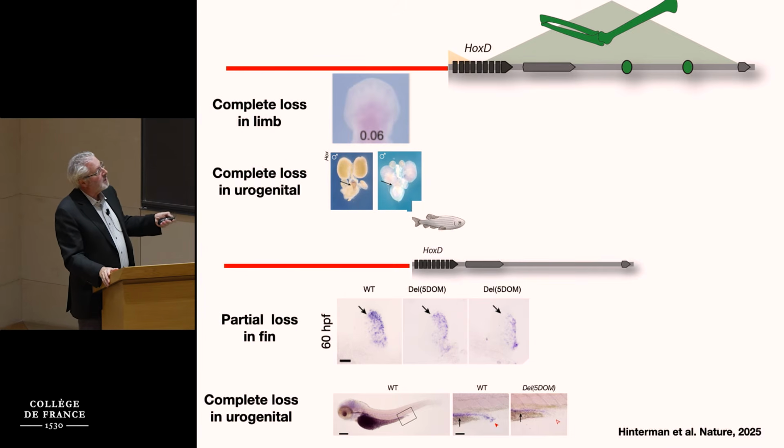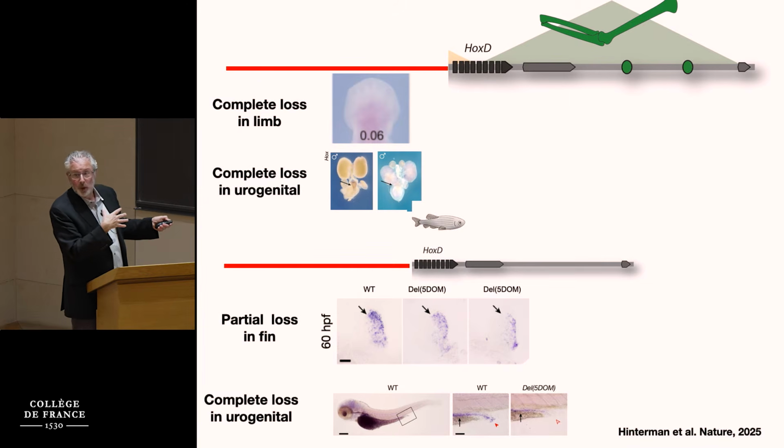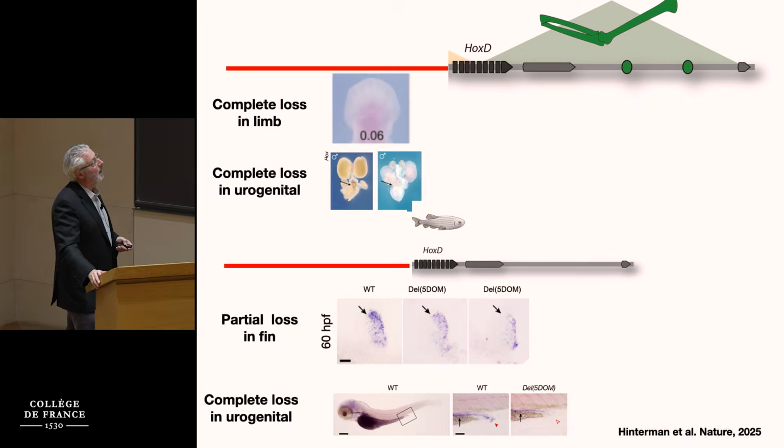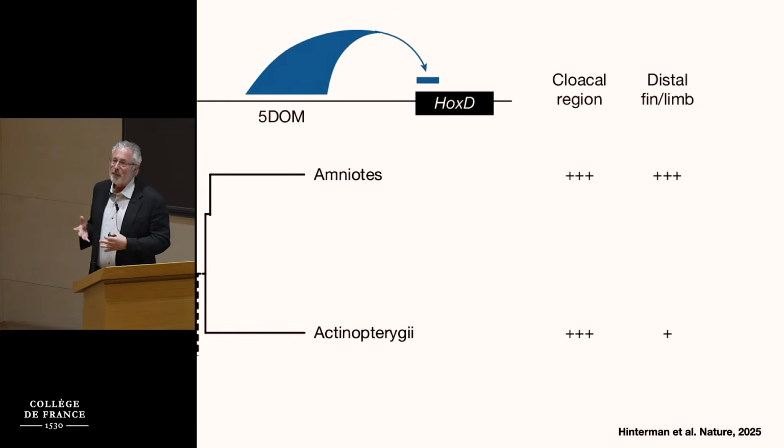So the regulatory system in a fish fin is different from a mouse limb, in that in a mouse limb, all the enhancers are here in this region. In a fish, you have some, but not all. In fact, most probably are in this region as well. Okay? So this leads to the evolutionary comparison.